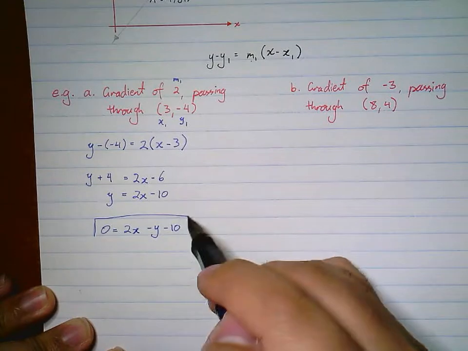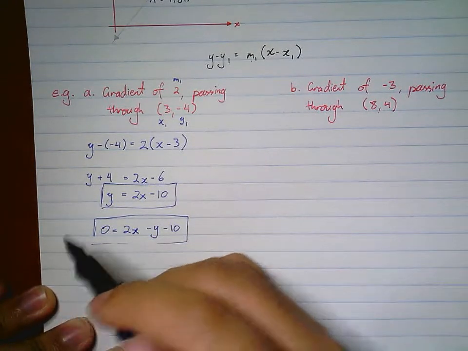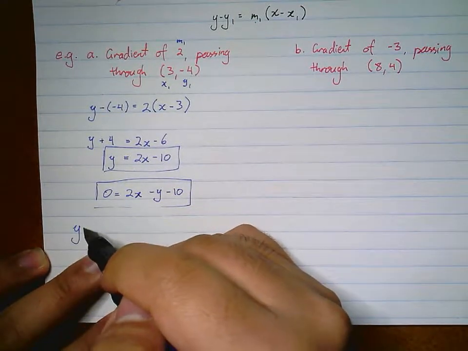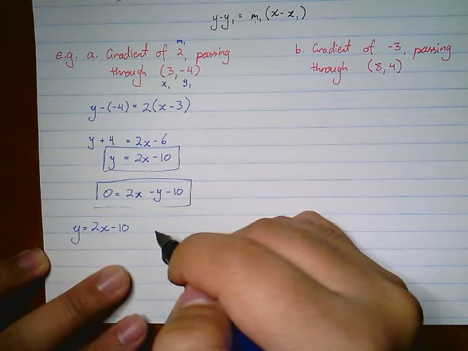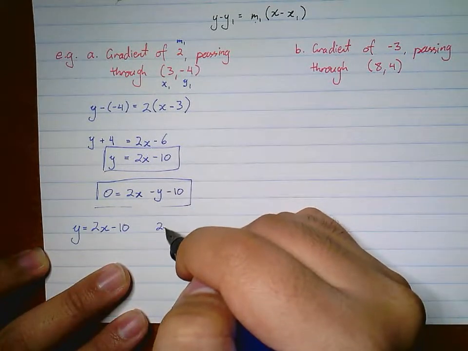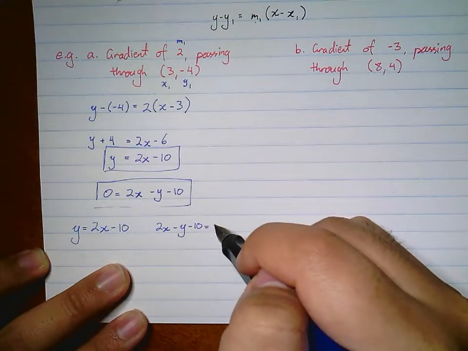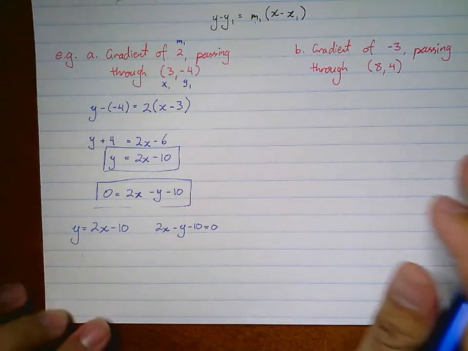So we have two equations in two different forms. We have the gradient intercept form here, so we can leave it as y equals 2x minus 10, or we can have it as 2x minus y minus 10 equals 0 for the general form. So I'm going to leave it as both because why not?